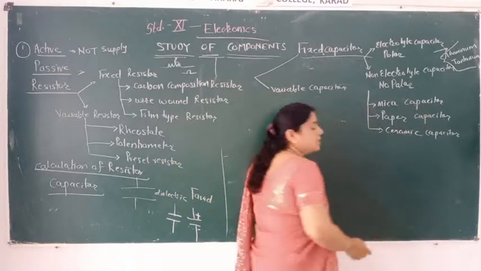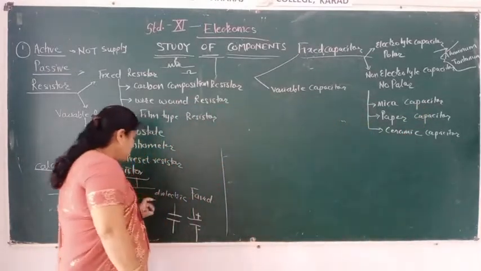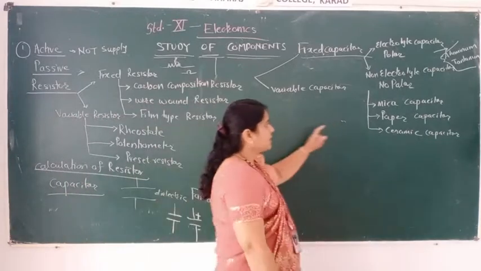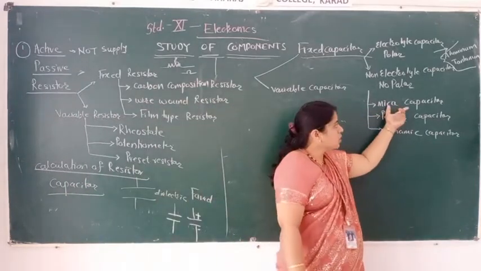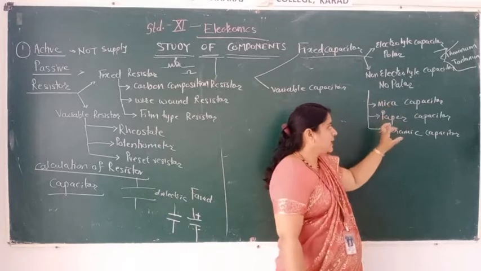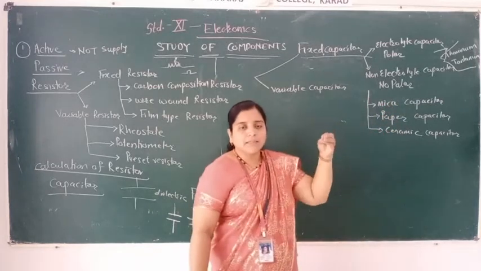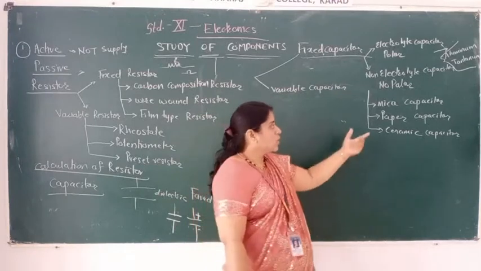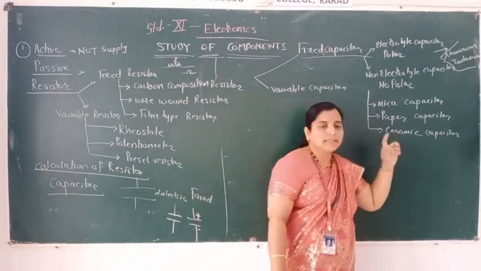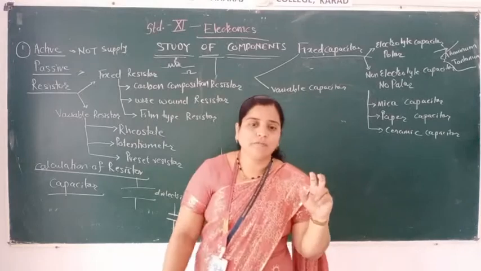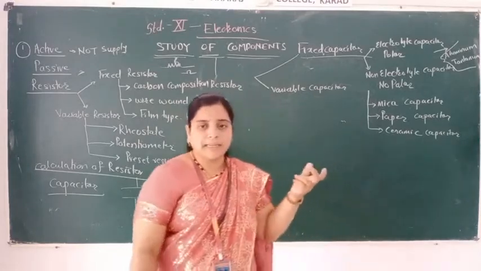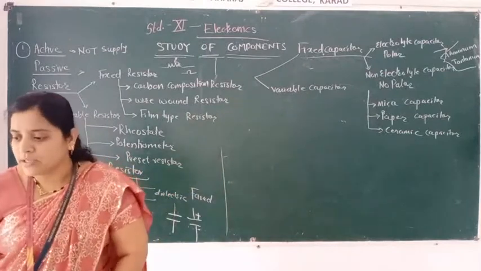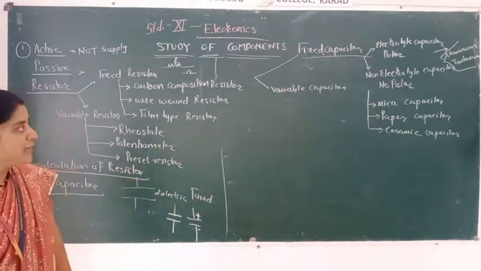A capacitor is nothing but two parallel plates separated by a dielectric material. If this dielectric material is made of mica, it is called a mica capacitor. If the dielectric is simply paper, it is called a paper capacitor. If the dielectric material is ceramic, it is called a ceramic capacitor. So these are the fixed capacitors.